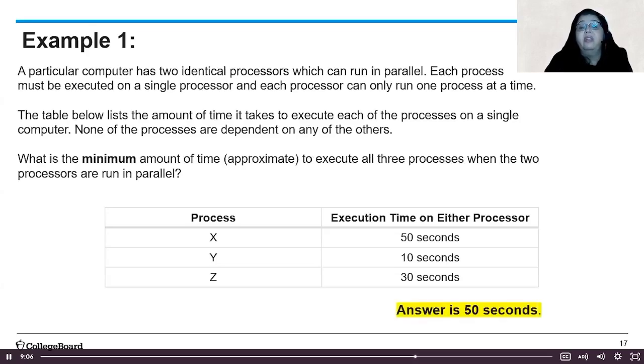If you said 50 seconds, you're absolutely correct. So, I mean, you can go ahead and throw Y and Z on one processor, 40, you'll be done, but you're still holding up for X, 50 seconds.